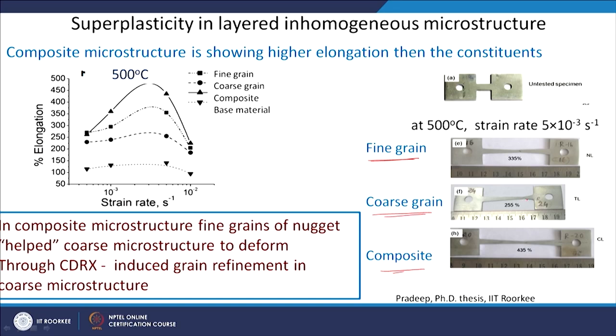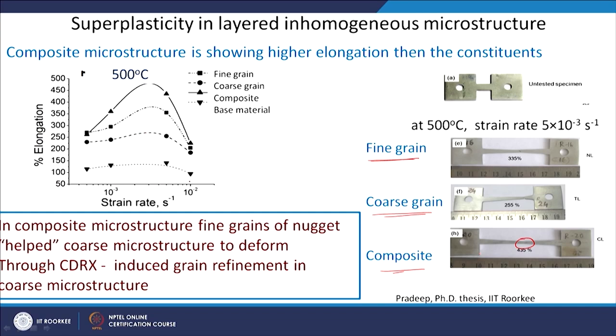In the coarse grain one, you can see that there is a large reduction in the cross sectional area. That means there is a flow localization here, whereas in the fine grain one and the composite one, more or less the deformation is uniform. Of course, we have gone up to failure, that is why you see necking in the last part of the deformation, but more or less the deformation is quite uniform. And the effect of that you can see on the elongations also.